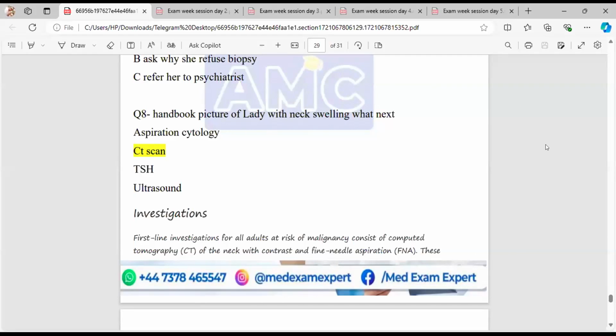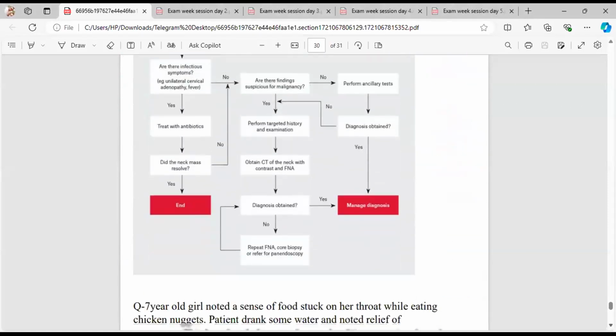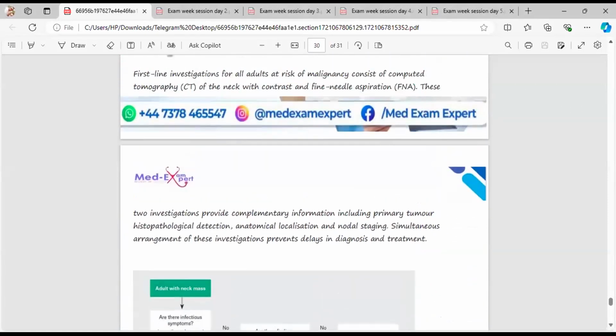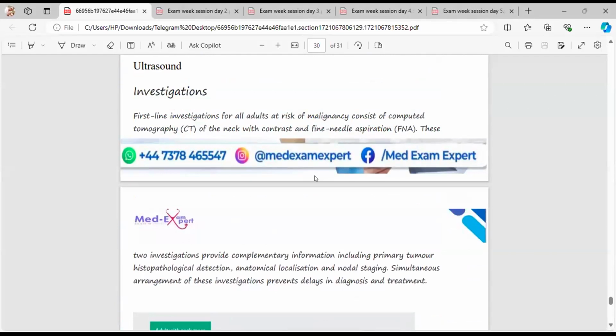Okay, doctors. No, doctor, not for any age. For the children, we will do the ultrasound. This is only for adults. So, first line investigation for all adults. This is only for adults, at risk, definitely more than 18 age.